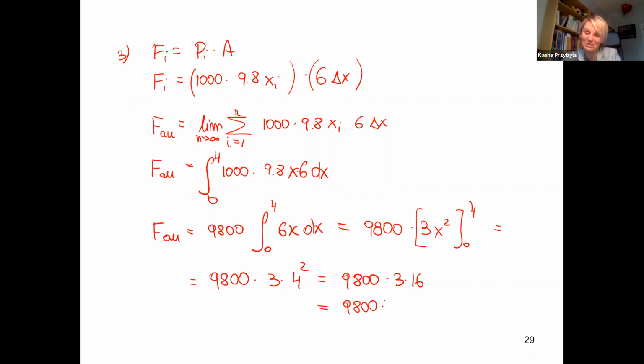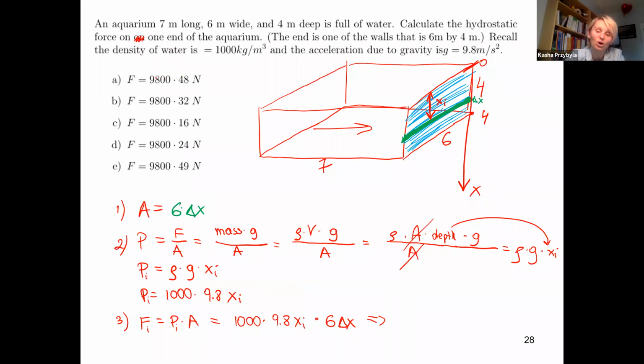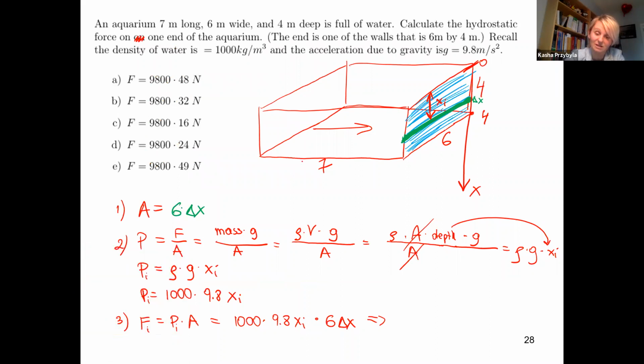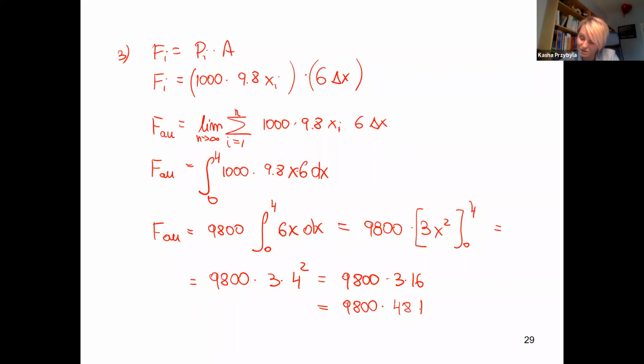As I said, it's 48, and we do have 9,800. Make sure that you set up a good integral and pick the correct answer. This will be the correct one, 48, and we have newtons. And I believe we can do it without the calculator.